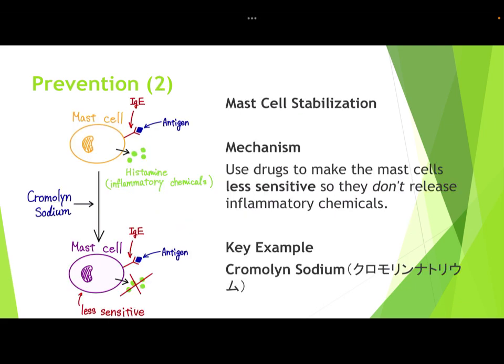If avoidance isn't enough, the next preventive step is mast cell stabilization. The mechanism here is proactive. We use drugs to make the mast cell less sensitive. This ensures they don't release inflammatory chemicals in the first place, preventing symptoms before the day starts. A key example is cromolyn sodium.